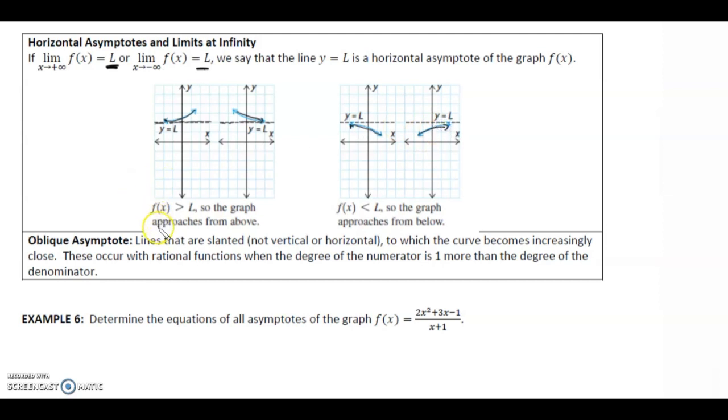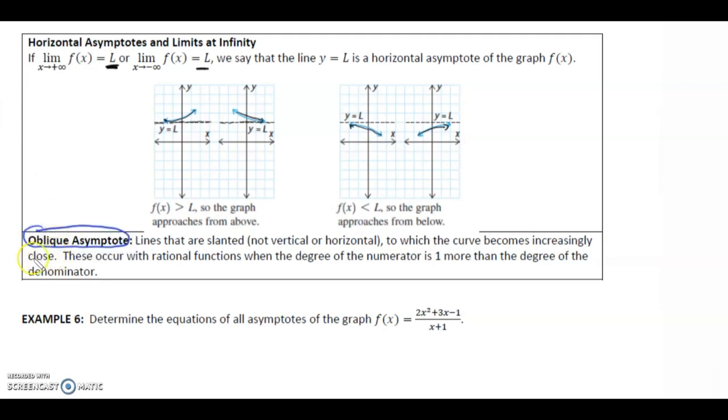Okay, so if f at x is greater than L, so this is our testing chart, right? So if our function, when we plug in like a really big number, is greater than the limit, the graph approaches from above. And if the number that when we plug it in is less than the limit, then the graph approaches from below.